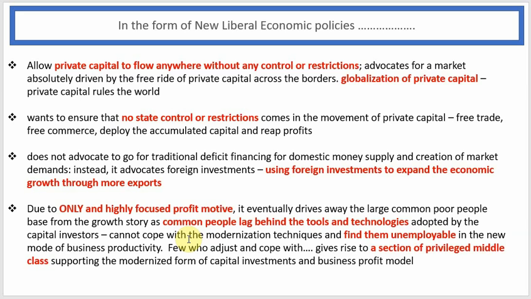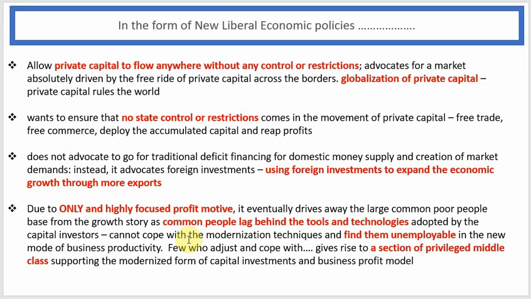So the idea is to allow private capital to flow everywhere without any control or restrictions, and then advocate for a market solely driven by the free ride of private capital across the borders. So, globalization of private capital. Private capital has to rule the world. Now it wants to ensure that no state control, no government control or restrictions come in the movement of private capital. It's absolutely free trade, free commerce. Deploy the accumulated capital wherever it has accumulated across the world and reap profit. So essentially, we're seeing that these new economic policies are more of capital globalization. It means its main focus is to allow capital, surplus money, to win all over the world and all the markets possible.